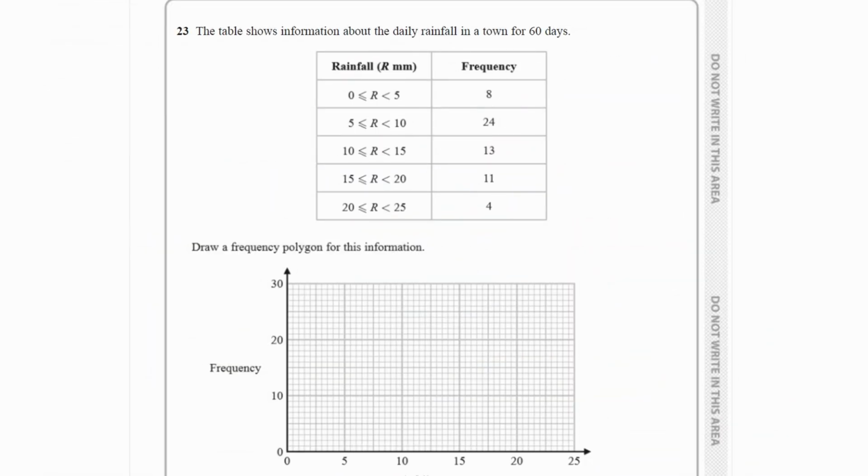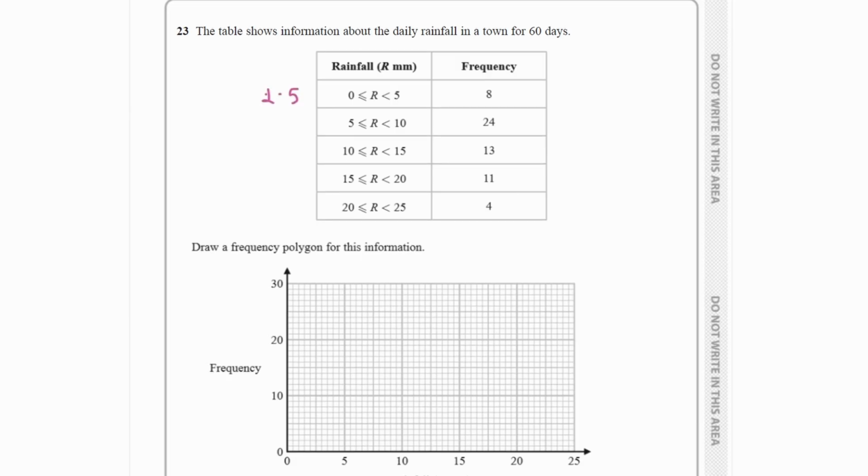Number 23. The table shows information about the daily rainfall in a town for 60 days. Draw a frequency polygon for this information. So whenever we're trying to draw a frequency polygon for any grouped data, we always have to make sure that we use the midpoints of each of the classes. To find the midpoint, we will just add the two numbers, for example, 0, which is the lower class, and 5, which is the upper class, and then divide it by 2.